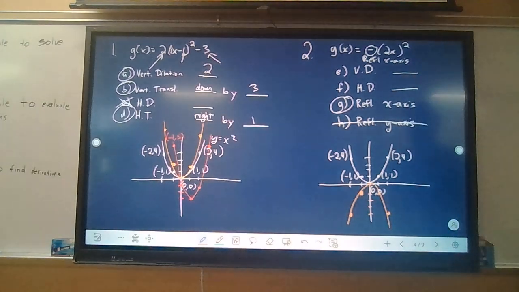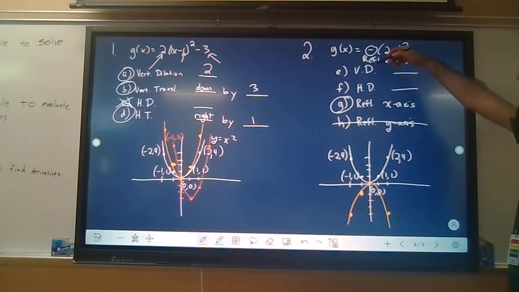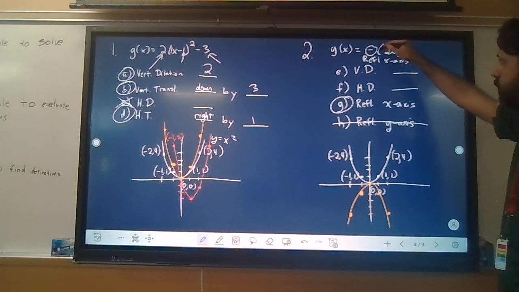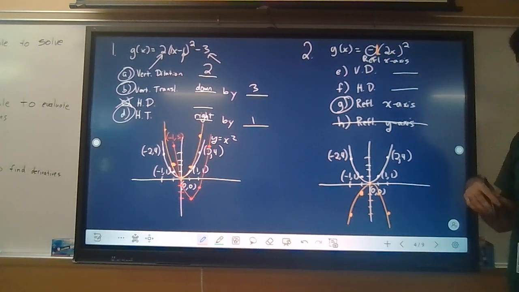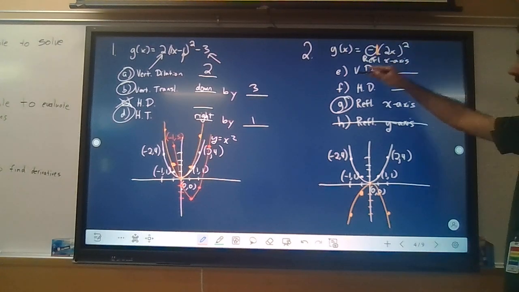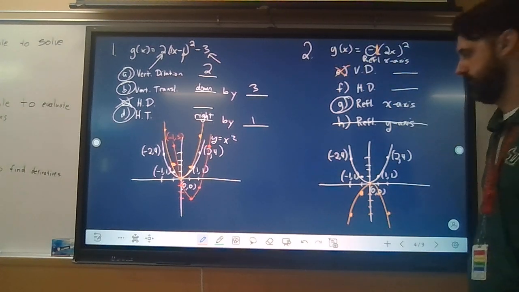So that is our reflection over the x. Now we're going to figure out, is there a vertical dilation or horizontal dilation? Is there both? Neither? Vertical dilations are outside. The number outside, though, is a 1. That doesn't change it. The negative doesn't count because that was a reflection. So the 1 does not change the size, so there's no vertical dilation.